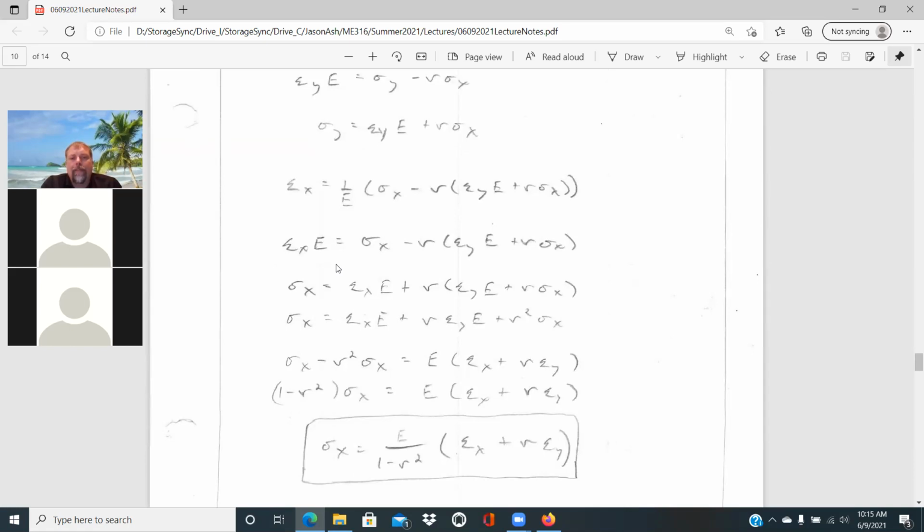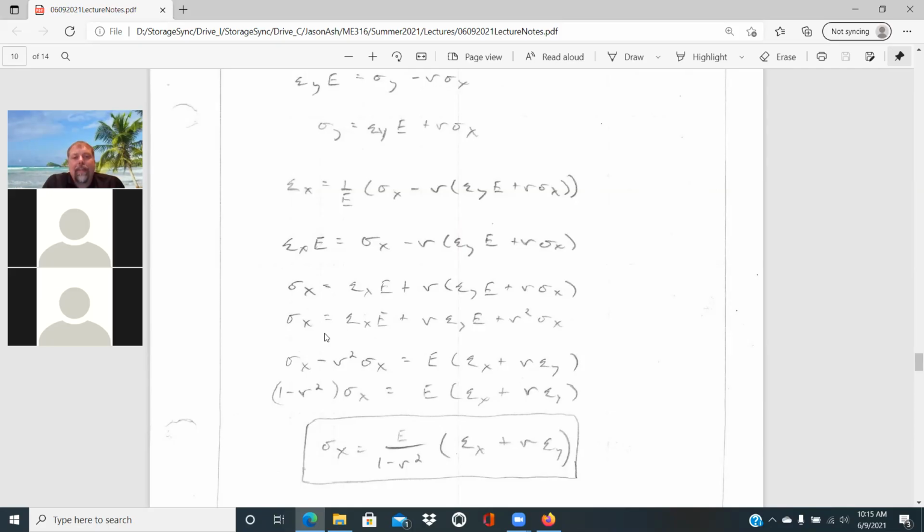And as we go through that, we can then simplify. Let's see. I multiplied both sides by E to get that over on that side. And now solving for sigma X, we'd have strain in X times Young's modulus plus nu times strain in the Y times Young's modulus plus nu sigma X. So you can see we're working on solving for sigma X here.